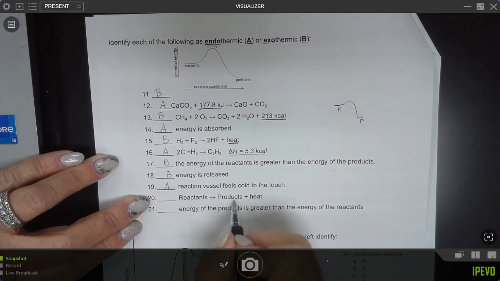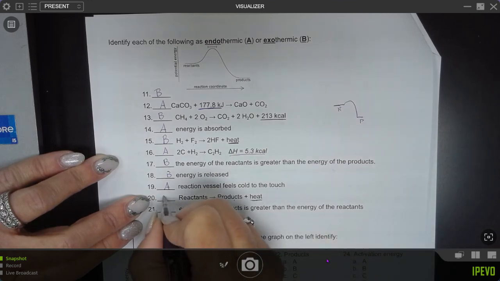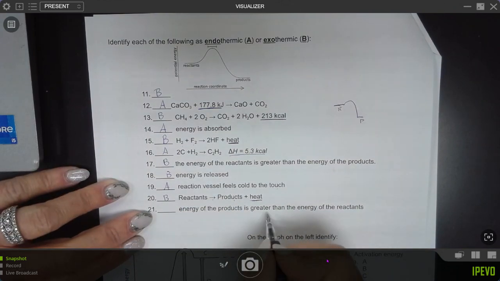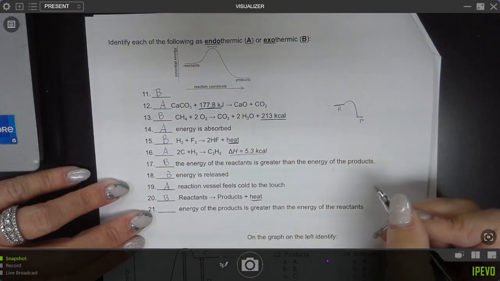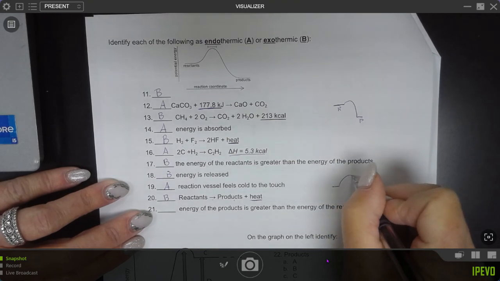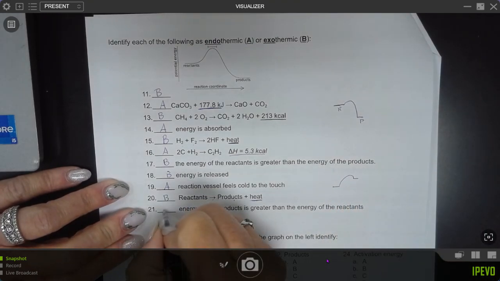Reactants produce products plus heat, so heat's on the right side. That makes that exothermic. Energy of the products is greater than the energy of the reactants. So that would look like this. So that's going to be endothermic.